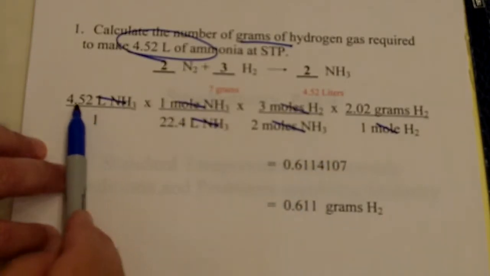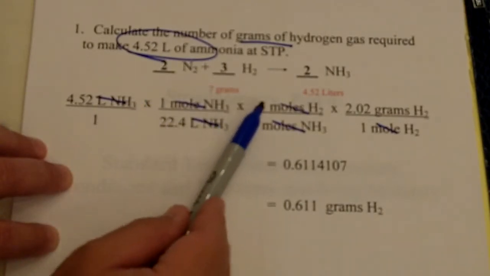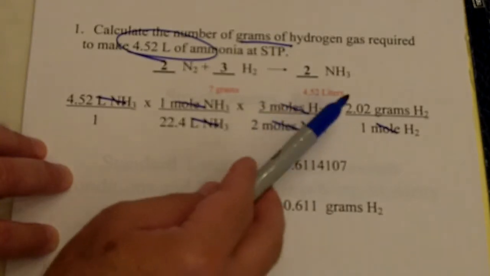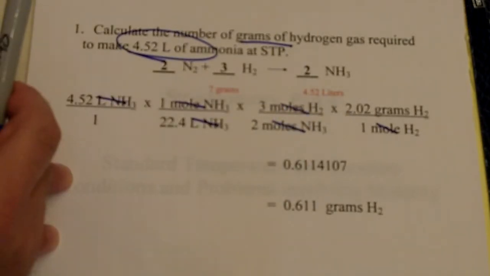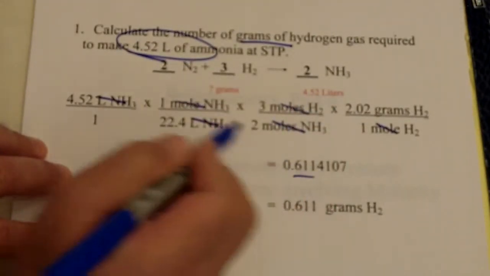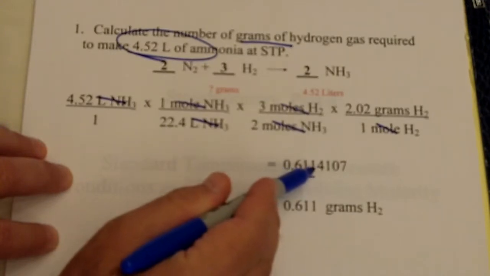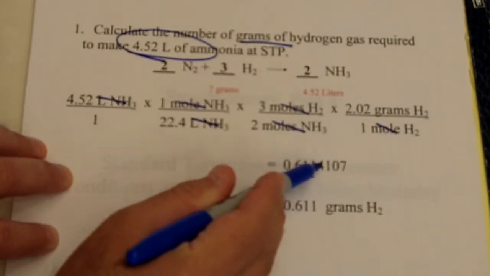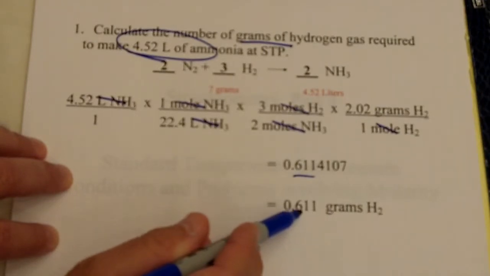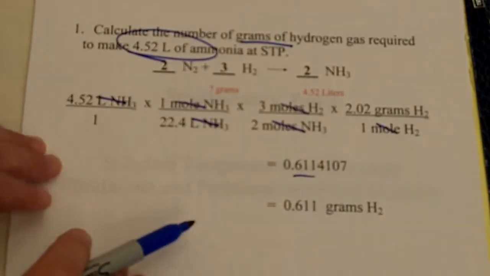0.61141107. 3 significant digits here, this doesn't count, 3 here, this doesn't count, that doesn't count. Those are exact numbers in the mole to mole bridge. That's 3 significant digits. I can only have a total of 3 significant digits. The leading 0 doesn't count, only the 0.611 counts because the 4 is not big enough to push this one over. So I have as my final answer 0.611 grams of H2. And I'm done with the first problem.